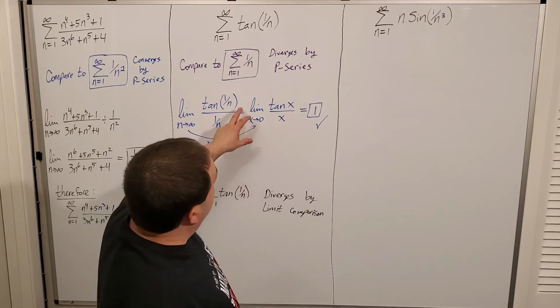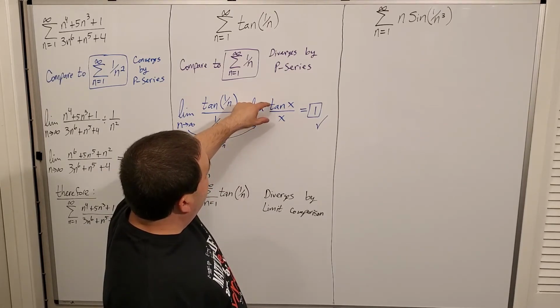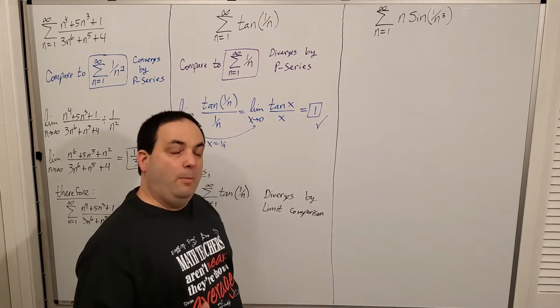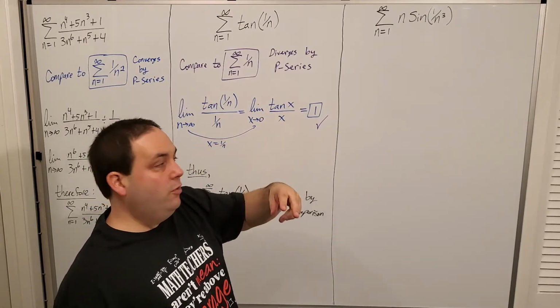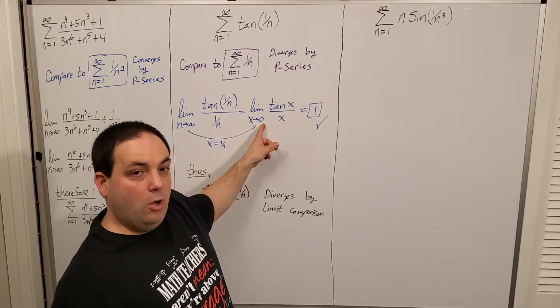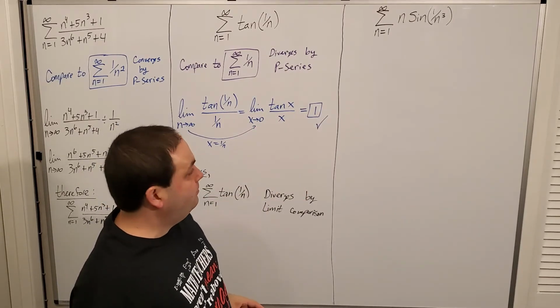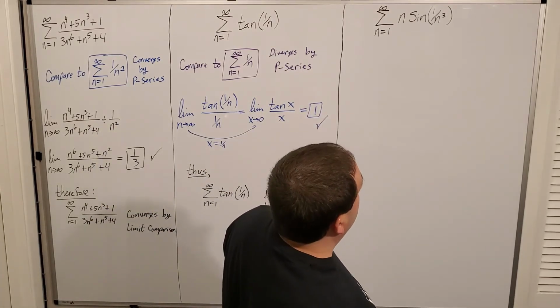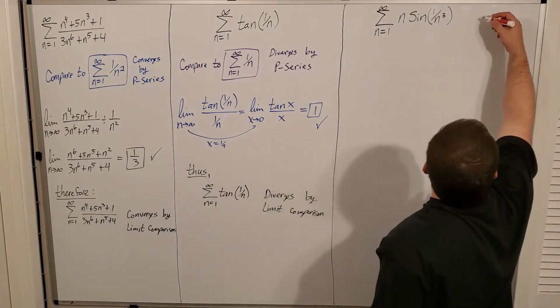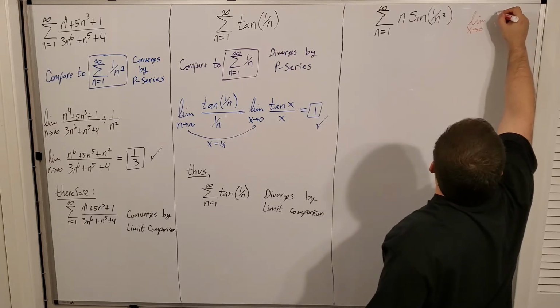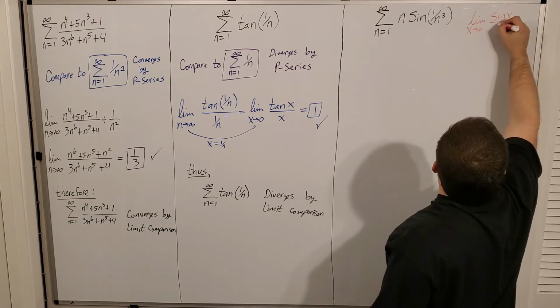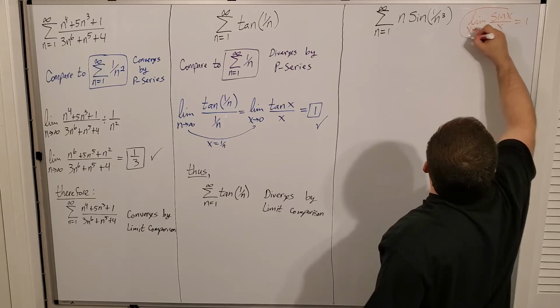I want to use this limit right here, except instead of tangent x over x, remember the basic one that this limit even comes from is sine x over x as x goes to 0 is equal to 1. Okay? So that's actually the limit that I'm going for. I'll write it up here to remind you. The limit as x goes to 0 of sine x over x is 1.